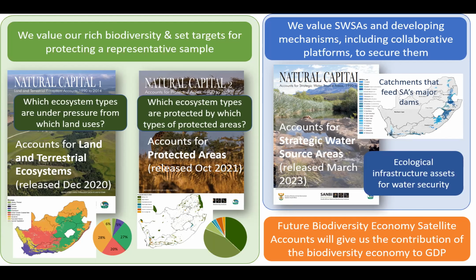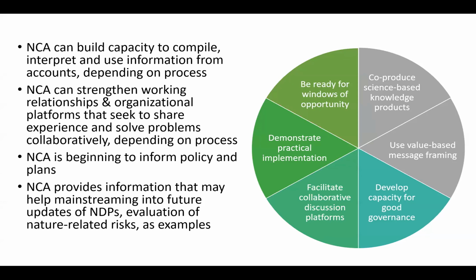We also value strategic water source areas and can make the case with the links to their importance to the provision of water and water security. Strategic water source areas are the national ecological infrastructure assets that are essential. They're where 50% of our water comes from. And we've produced accounts for strategic water source areas showing the land cover change and areas of protection. And the future biodiversity economy satellite accounts will also give us the contribution of the biodiversity economy to the GDP. We can use all of these together to address various value-laden messaging for biodiversity, for mainstreaming.